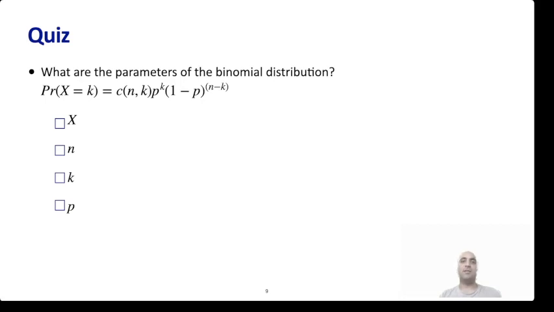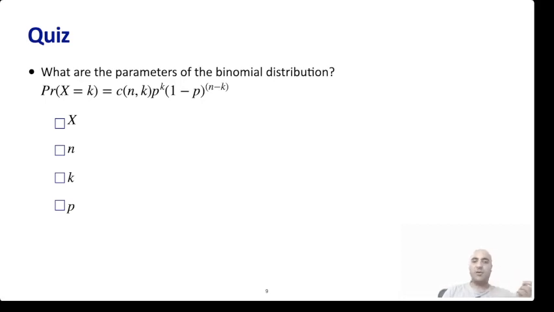Since it is a binary experiment, with a binary outcome, if the probability of success is p, then the probability of not being successful is 1 minus p. And if you succeed k times out of n trials, it means that for n minus k times, you failed. Now we have x, n, k, and p. We want to know which ones are the parameters.